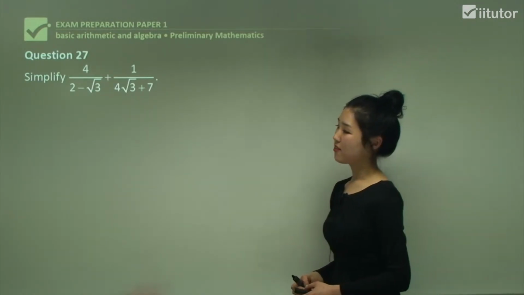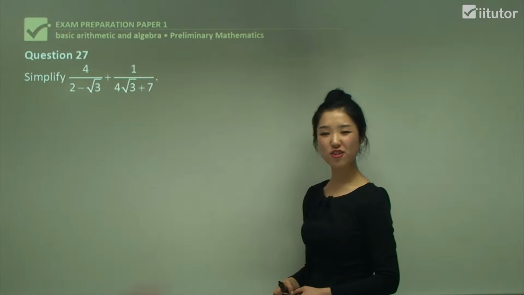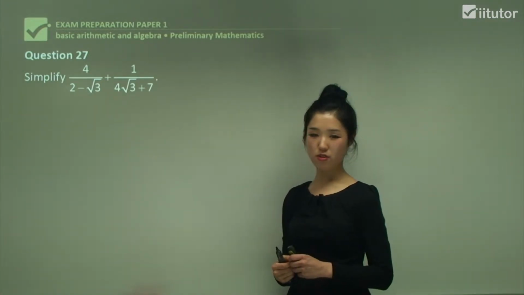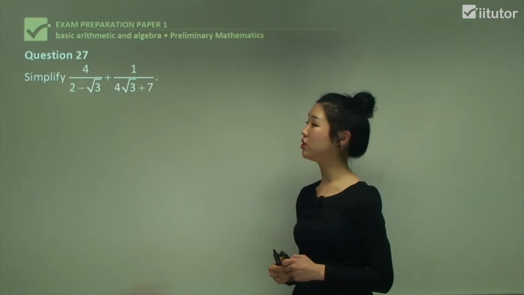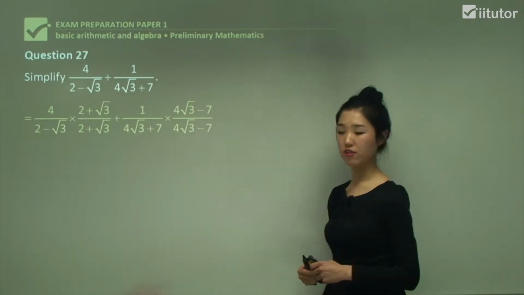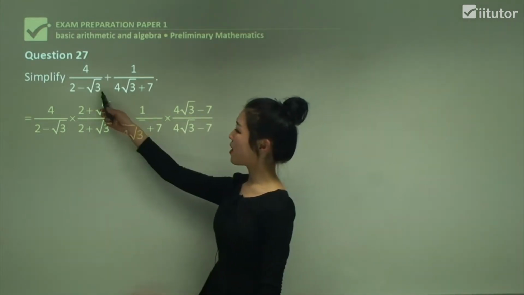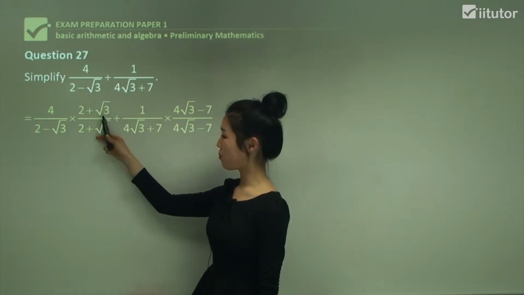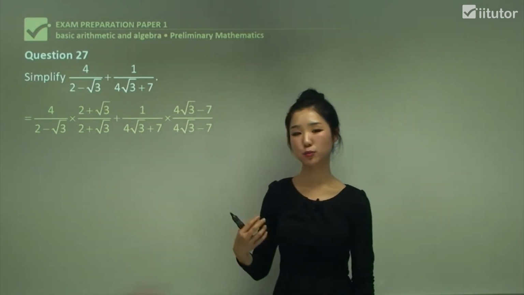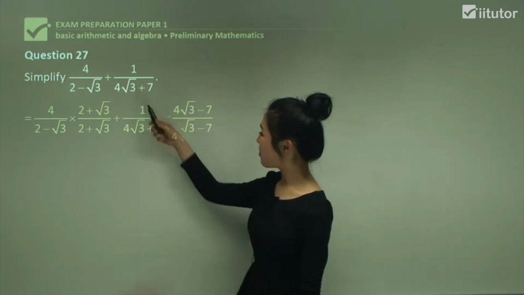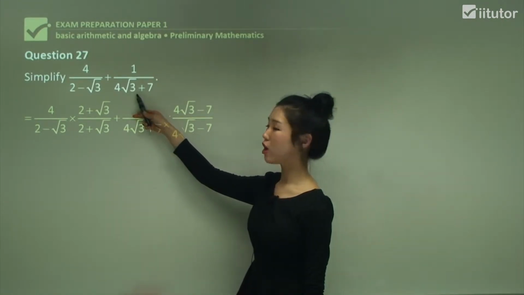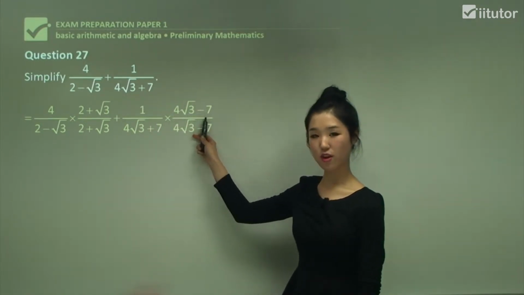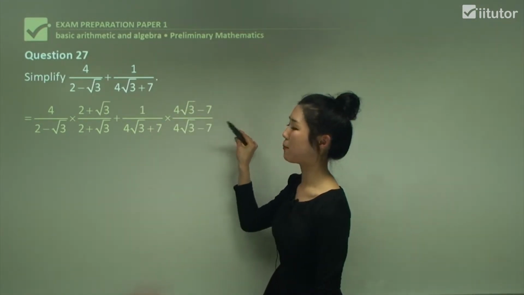27. Okay, it wants us to simplify this expression, and as you can see, the denominators all have some surds inside. I don't like working with surds in the denominator, so the first thing I would do is rationalize both fractions individually. So this one I would multiply by the conjugate of 2 minus root 3, which is 2 plus root 3. So multiply by 2 plus root 3 on top and bottom. And this side I would multiply by the conjugate of 4 root 3 plus 7. So 4 root 3 minus 7 is the conjugate, which I'll multiply on top and bottom as well.